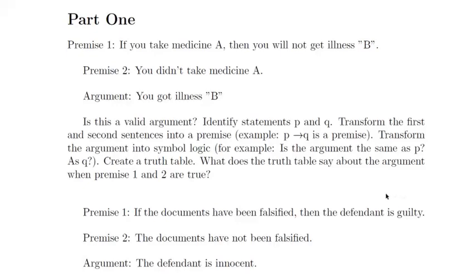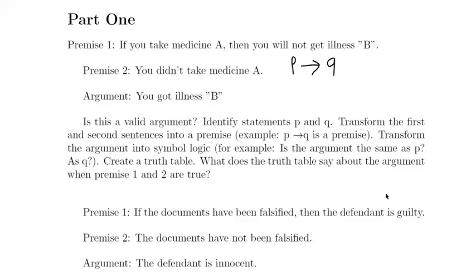Okay, I've made similar questions to what you have in your project, but changed the details so I'm not giving away the right answers. So, premise one: you take the medicine A, you do not get illness B. P could be taking the medicine, Q could be getting the illness. Then this is P, right arrow, not Q, is what that says.